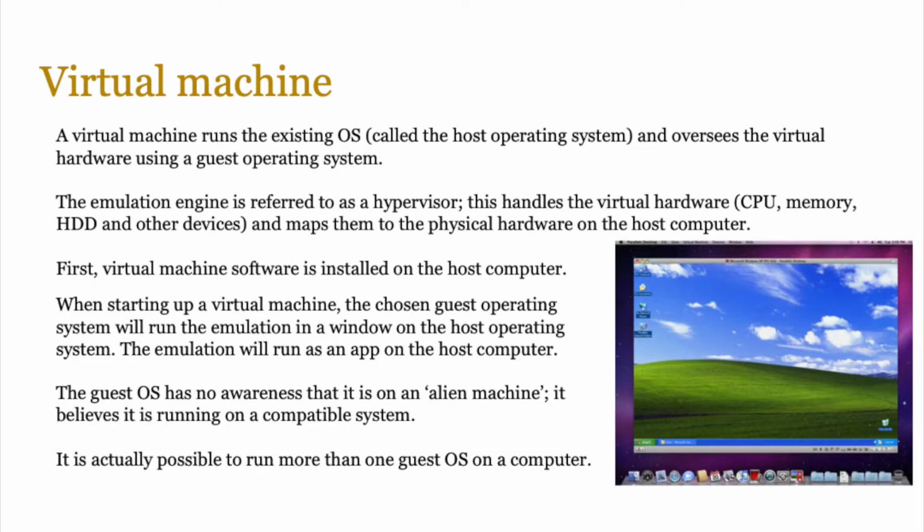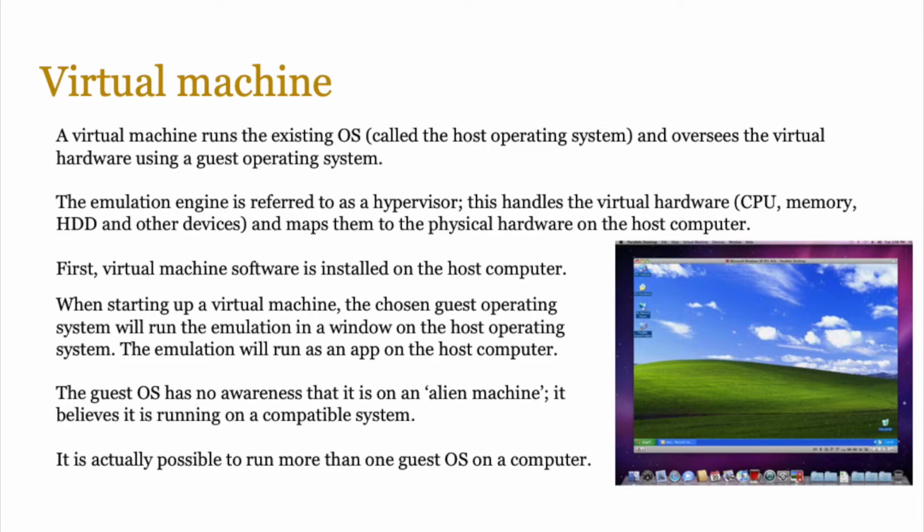So let's begin by looking at a virtual machine and how it actually works. So you've got actual physical hardware, and on the physical hardware you will have an operating system. So a virtual machine is created when you take that existing operating system, which is now called the host operating system, and you set up using emulation software a virtual machine that uses a guest operating system.